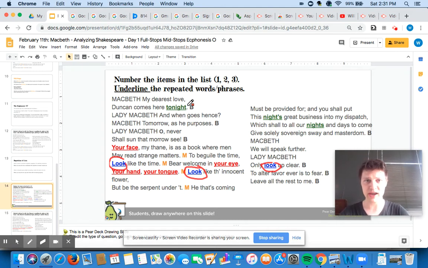Second thing that I want to point out is the word night, right? So the word night keeps appearing, night, night, night. You may wonder, why is the word night repeated so much? And it's a similar thing, right? The night is looming over them because in just a few hours, Duncan is going to be there and they are going to carry out a horrific murder, right? So the word night is weighing very heavily on both of their consciences.